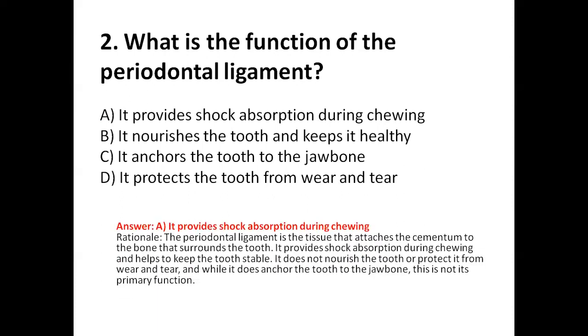Okay, so the answer is A. It provides shock absorption during chewing, right? So what's the rationale here? The periodontal ligament is a tissue that attaches the cementum to the bone that surrounds the tooth. It provides shock absorption during chewing and helps to keep the tooth stable. It does not nourish the tooth, so B is out. Nor does it protect it from wear and tear. And while it does anchor the tooth to the jawbone, it is not its primary function. All right, so the primary function is that of shock absorption.